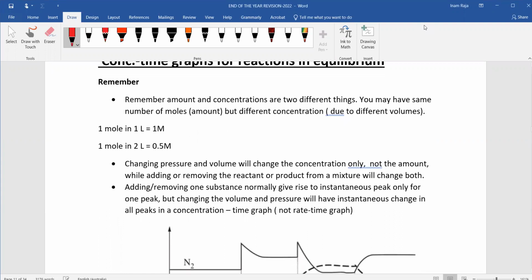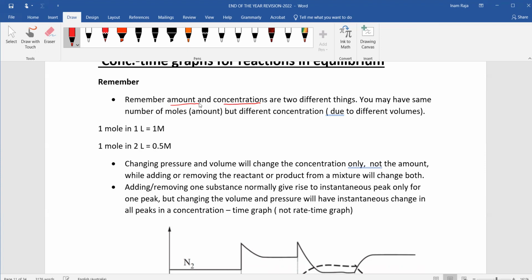Remember one thing, a very common mistake I found in SACs and trial exams. The amount and concentration are two different things. In many multiple choice questions, after giving you some equations and conditions, they ask whether the amount of product increases, or whether the concentration of product increases. Remember that these two are different things.